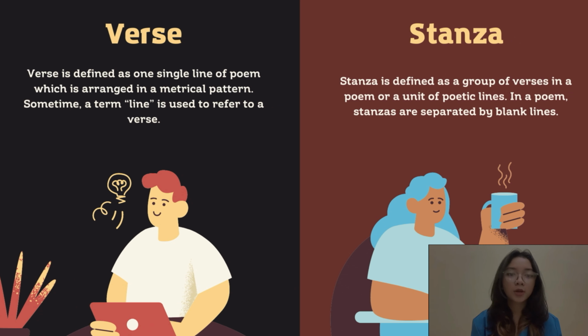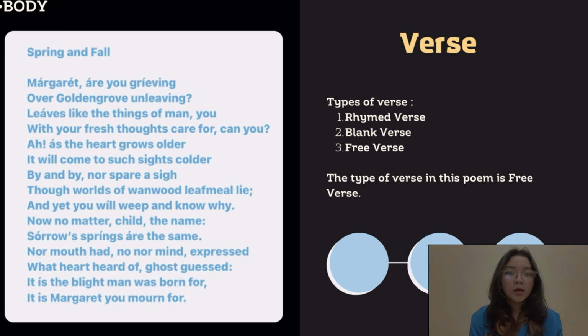So now that we already know what word arrangement, verse, and stanza are, we can start to analyze what type of verse and what type of stanza is used in the Spring and Fall poem. First, there are three types of verse: rhyme verse, blank verse, and free verse. Rhyme verse is a verse that has a metrical form and is rhymed throughout. Blank verse is a type of verse that has a metrical pattern but does not rhyme. The last is free verse. It is a verse that does not set a meter but may or may not be rhymed.